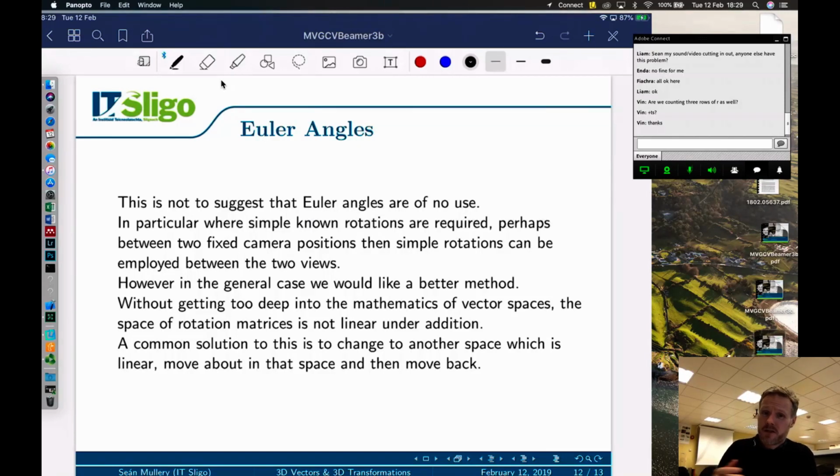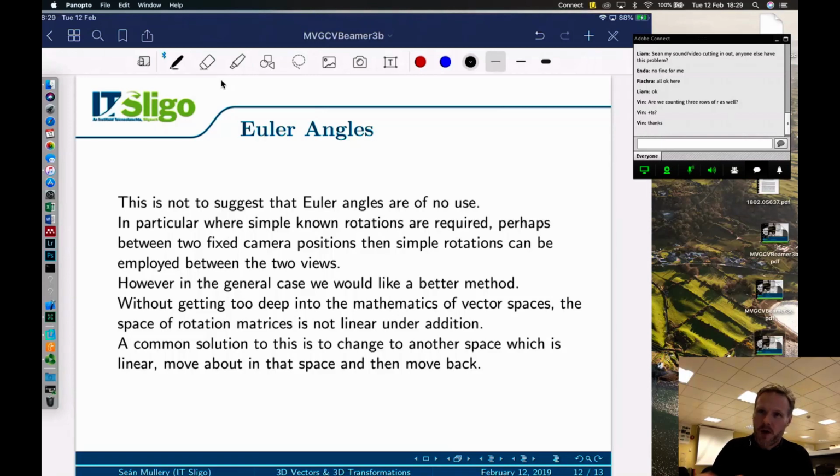Without getting too deep into the mathematics of vector spaces, the space of rotation matrices is not linear under addition. Now, I will mention this not in the next short lecture, but the one after that. I will mention about this space of rotation matrices that if you add two of these together, you don't get another rotation matrix. Whereas if you multiply two rotation matrices by each other, you do get a rotation matrix.